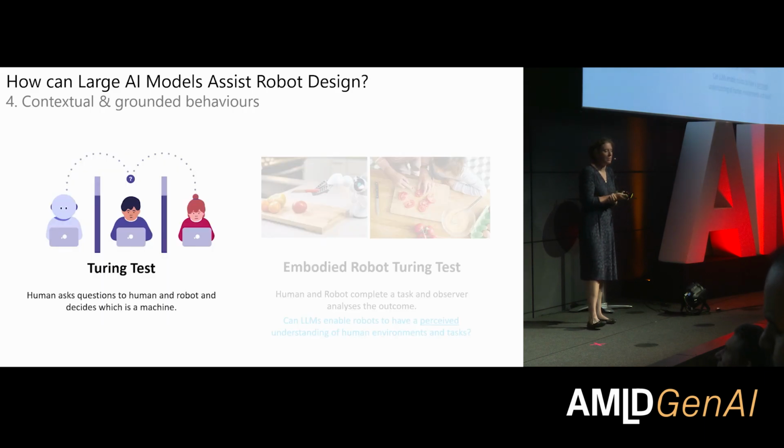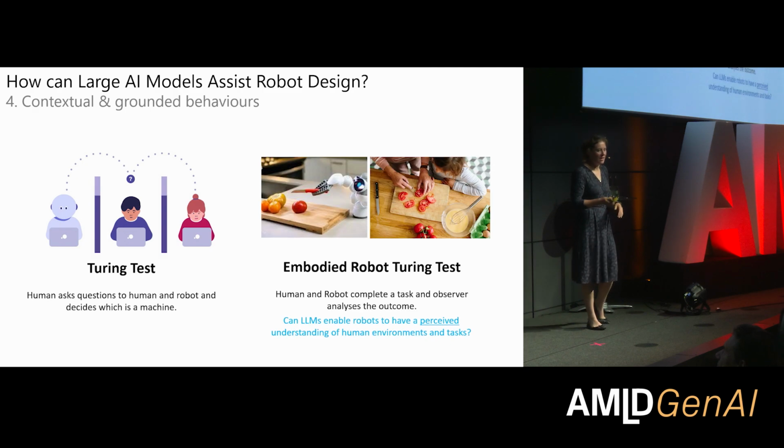And there's one test that we want to be able to do. The end goal for much of this embodied robotics is taking the Turing test, which again has been discussed today, so this idea of having a human ask questions to an AI and a human and being able to distinguish which is which. Can we have an embodied robot Turing test? So this is now where we ask a human and a robot to complete the same task. But from the outcome, can we identify which is human or robot?